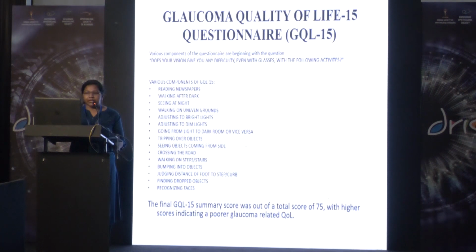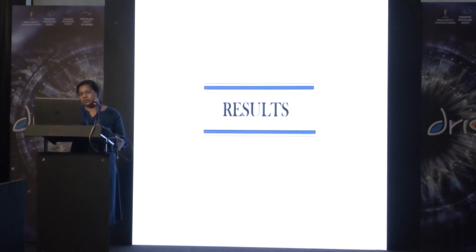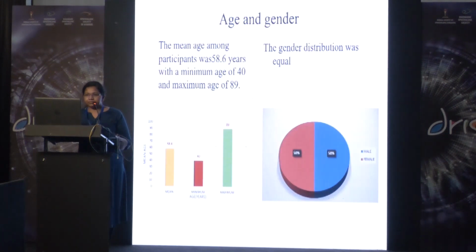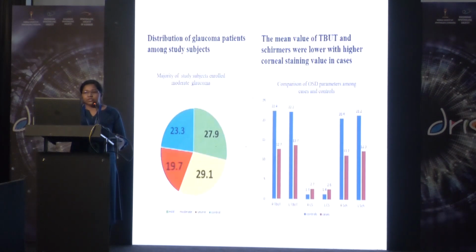Glaucoma Quality of Life 15 has 15 questions, the total score was 75, and as the score was higher, it implied that there was a poor quality of life. Coming to the results, the mean age among the participants was 58.6 and the range was 40 to 89. The gender distribution in my study was equal. In the distribution of glaucoma patients in my study, 29.1% had moderate glaucoma. The mean value of TBUT and Schirmer was lower with higher corneal staining values in cases.